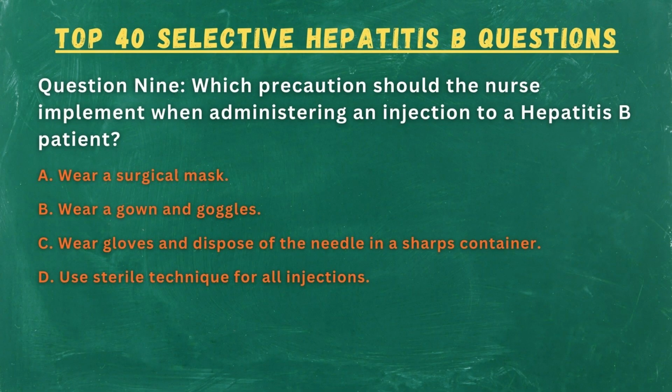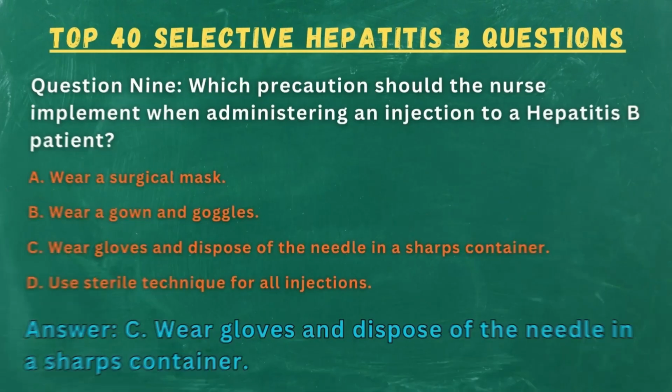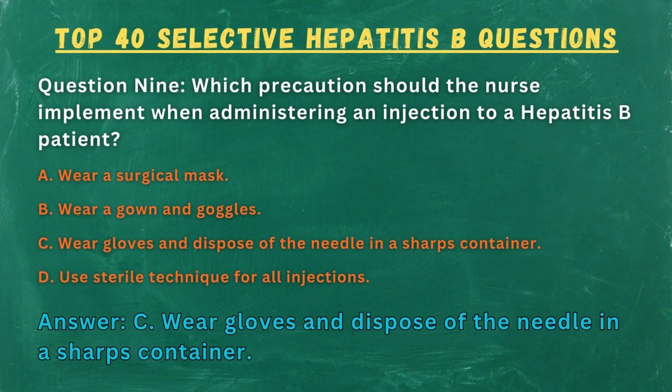Question 9. Which precautions should the nurse implement when administering an injection to a hepatitis B patient? A. Wear a surgical mask. B. Wear a gown and goggles. C. Wear gloves and dispose of the needle in a sharps container. D. Use sterile technique for all injections. Answer. C. Wear gloves and dispose of the needle in a sharps container.